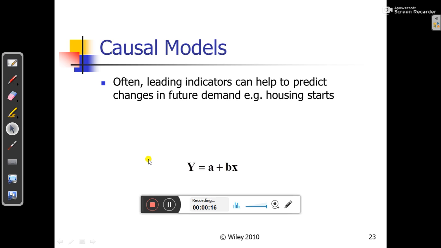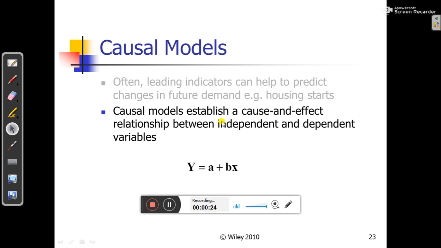Often leading indicators can help to predict changes in future demand, for example housing starts. Causal models establish a cause and effect relationship between independent and dependent variables. So there will be two variables, one independent and one dependent. A causal model establishes a cause and effect, meaning one will cause and one will be affected. Due to the occurrence of some independent event or variable, the dependent variable will get the effect of the independent variable.